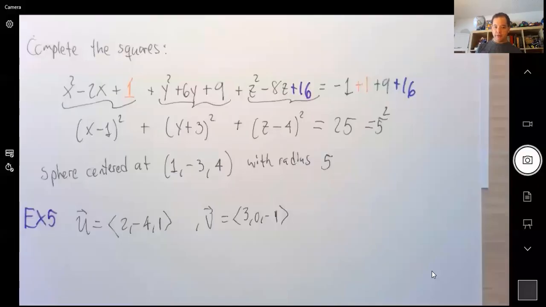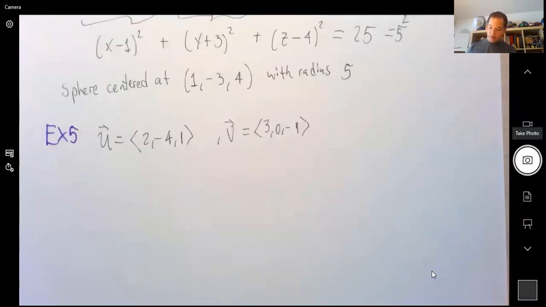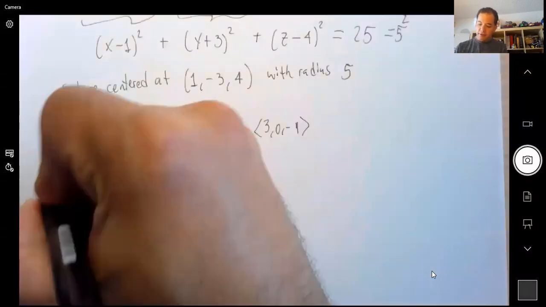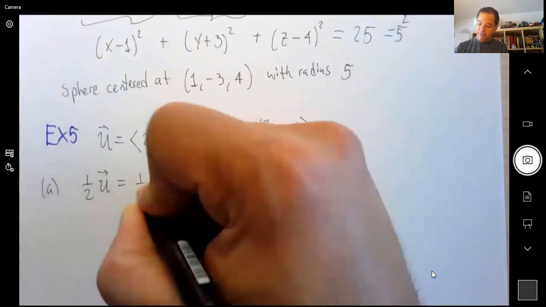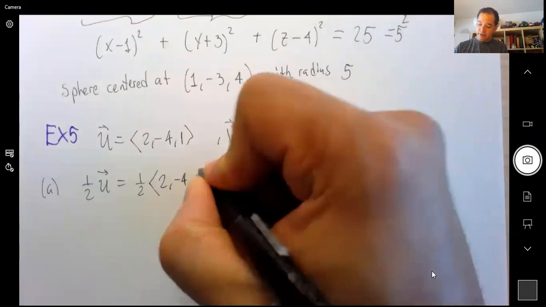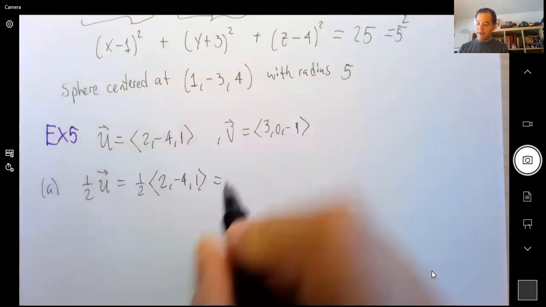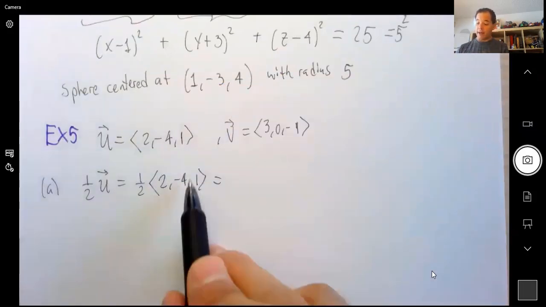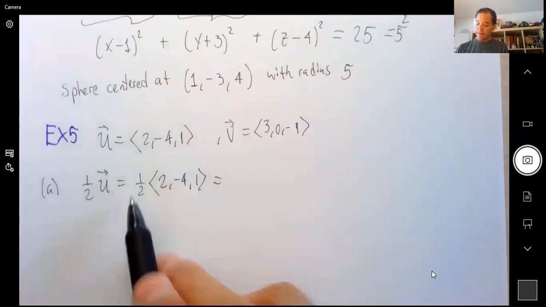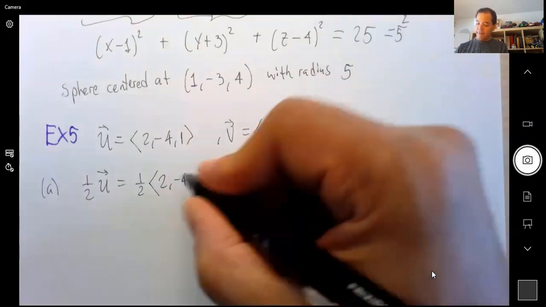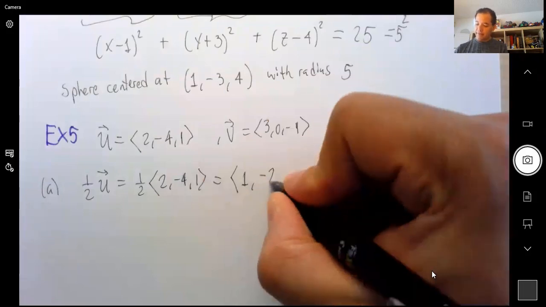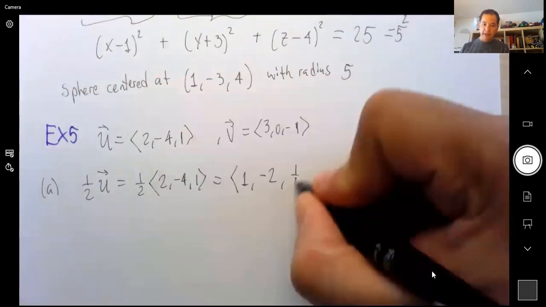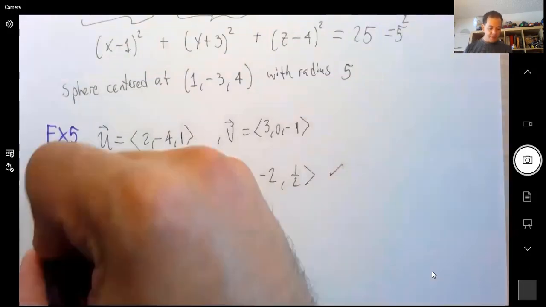Let's do it. So here's our vectors. And the first one is, how do we do half of u? That's easy, right? You just do half of this. And we learned that all we need to do is multiply each component by 1/2. So this will be 2 times 1/2, that's 1. -4 times 1/2, that's -2. And 1 times 1/2, that's 1/2. That's it. Easy peasy.